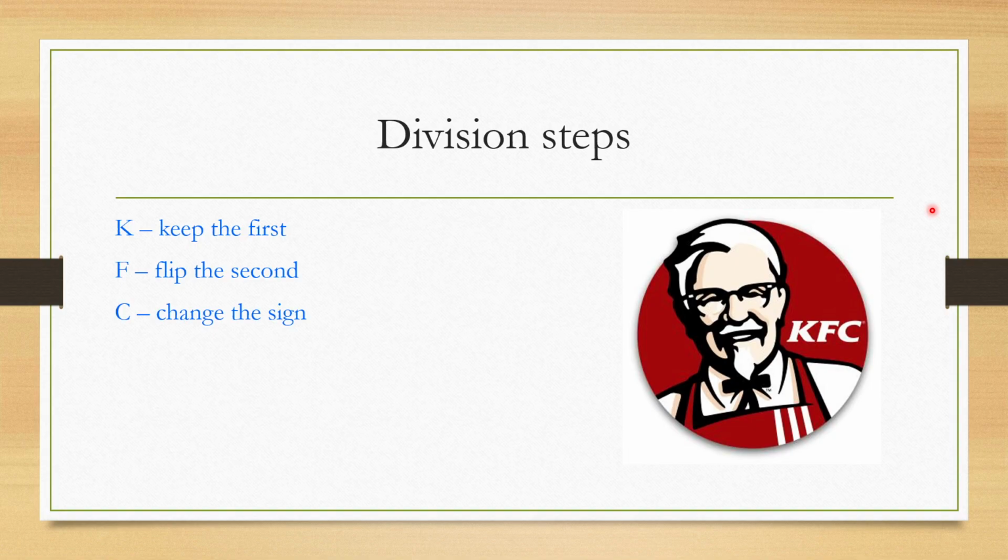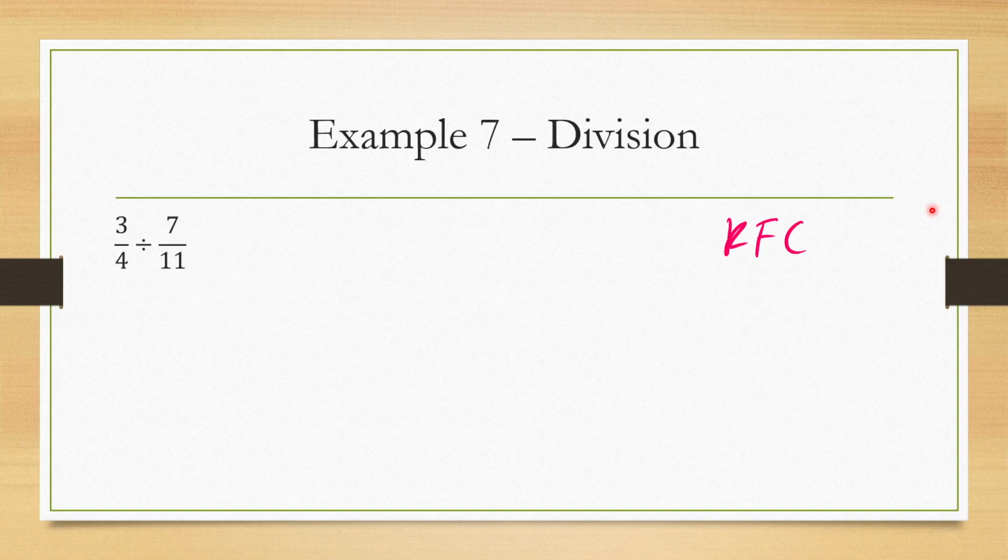So let's look at an example. Example 7, division. So let's take 3 over 4 divided by 7 over 11. So if you want to pause this video and have a go yourself, you can pause it now. If not, let's move forward. So using the K, K is keep the first. So I'm going to keep the 3 over 4 as it is. Then F is flip the second. Now I'm going to flip the 7 over 11 and it's going to give me 11 over 7.